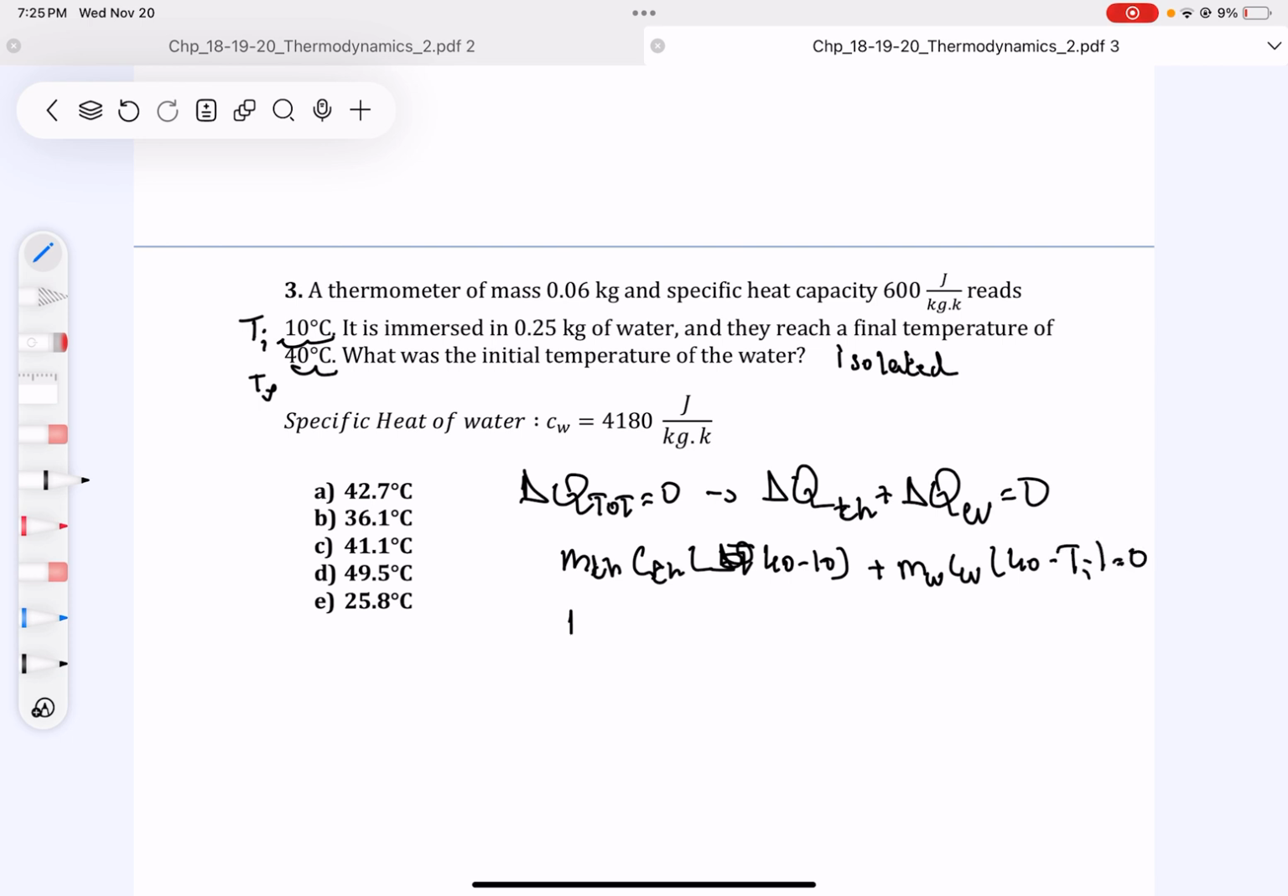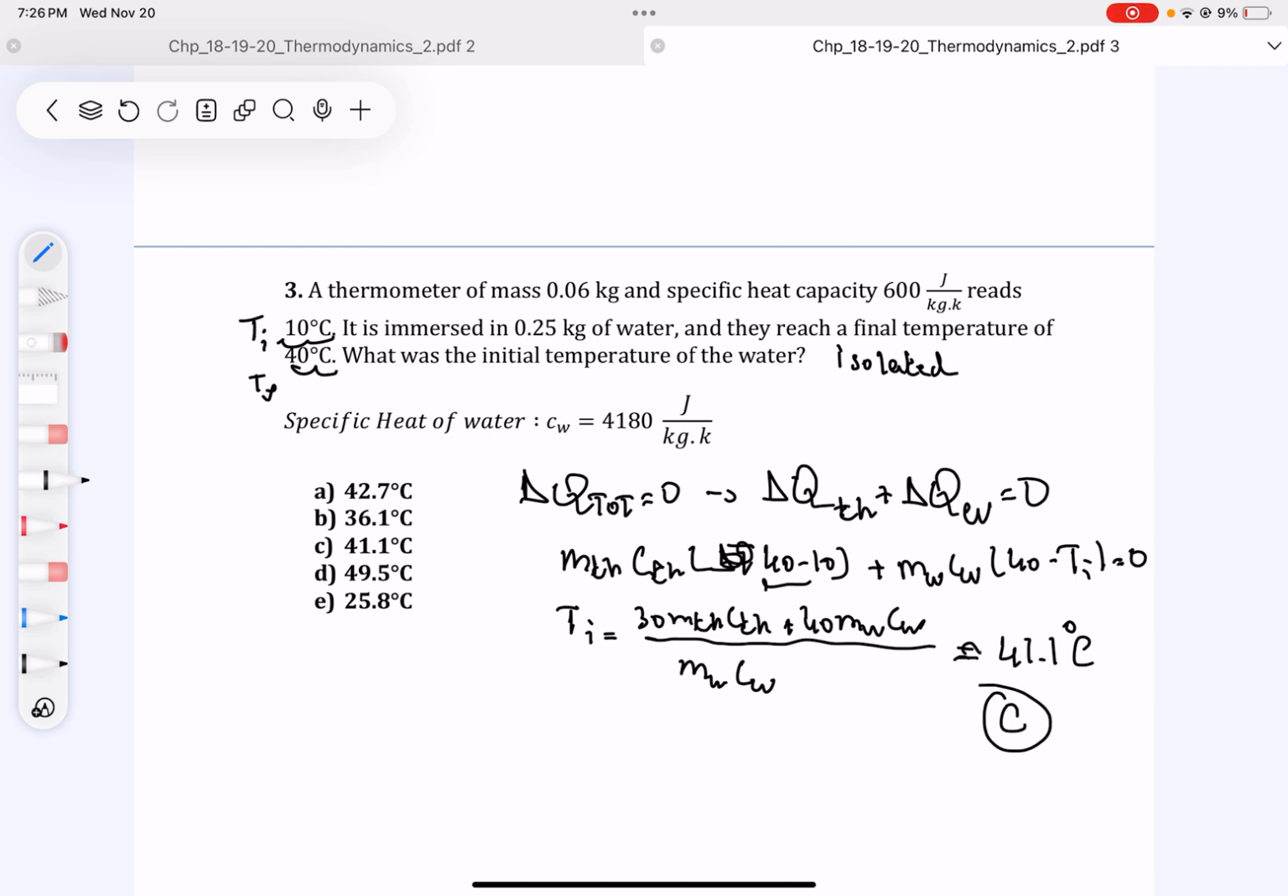We can get from here T initial. Here it's 30, okay, 30, plus 40, and WCW over MWCW, we get approximately 41.1 Celsius, and that's C. Okay, let's continue.